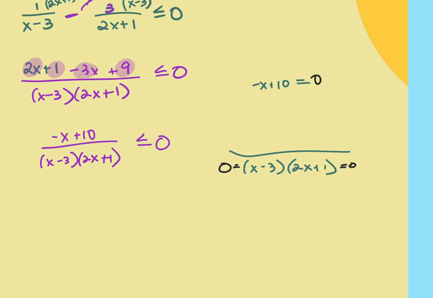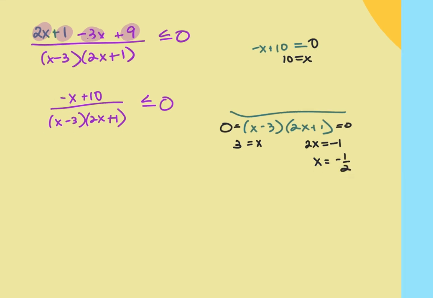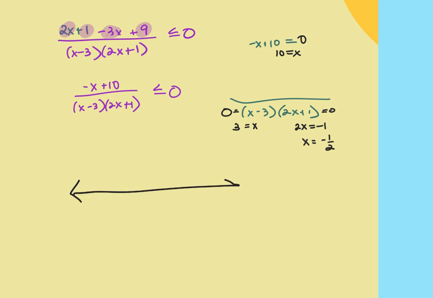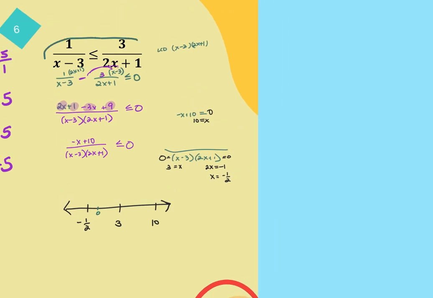So from my numerator, I get x equals 10. From my denominator, I get x equals 3. 2x equals negative 1. X equals negative 1/2. Order of least to greatest would be negative 1/2, 3, and 10. And we use the 0 again because it's not one of my answers. I'm going to plug it back in at the start.